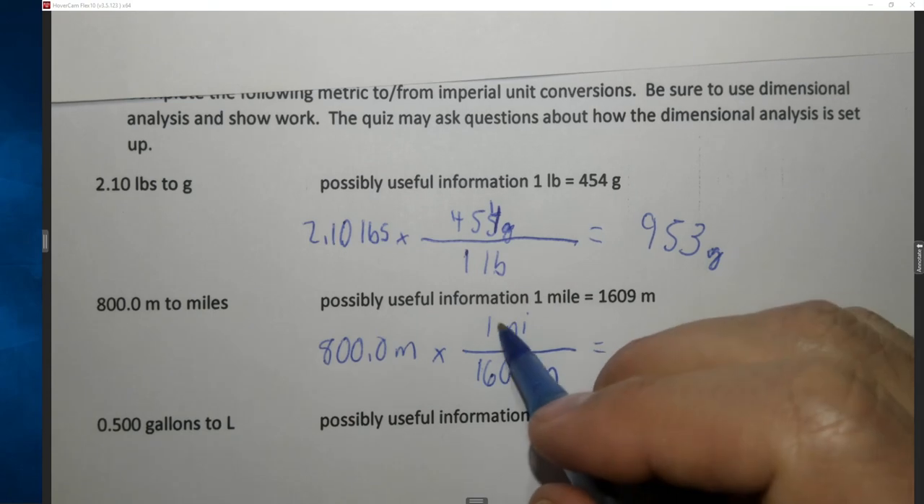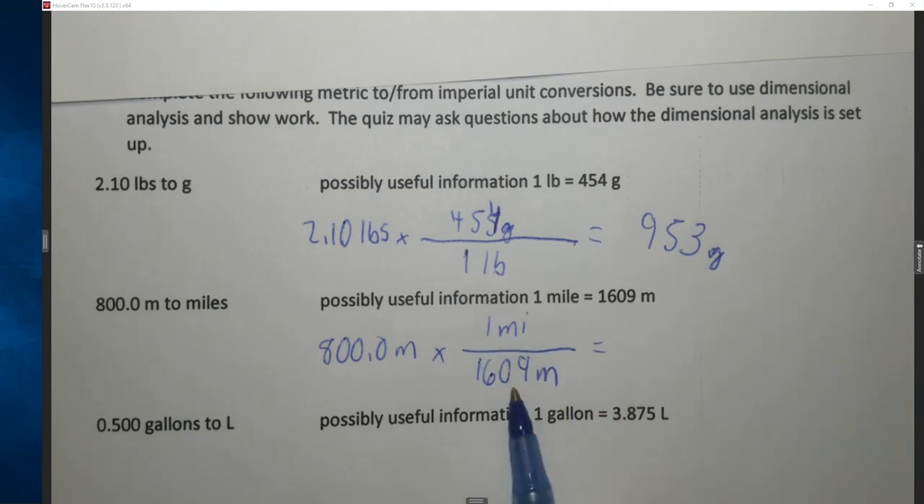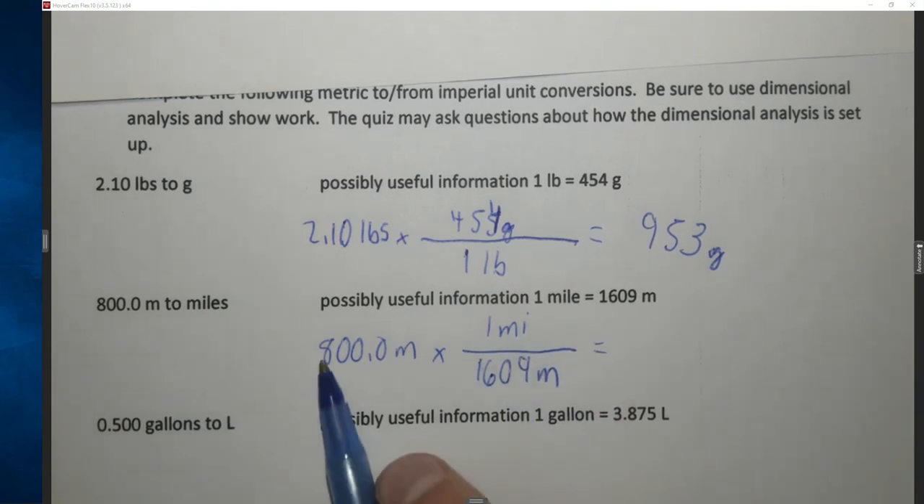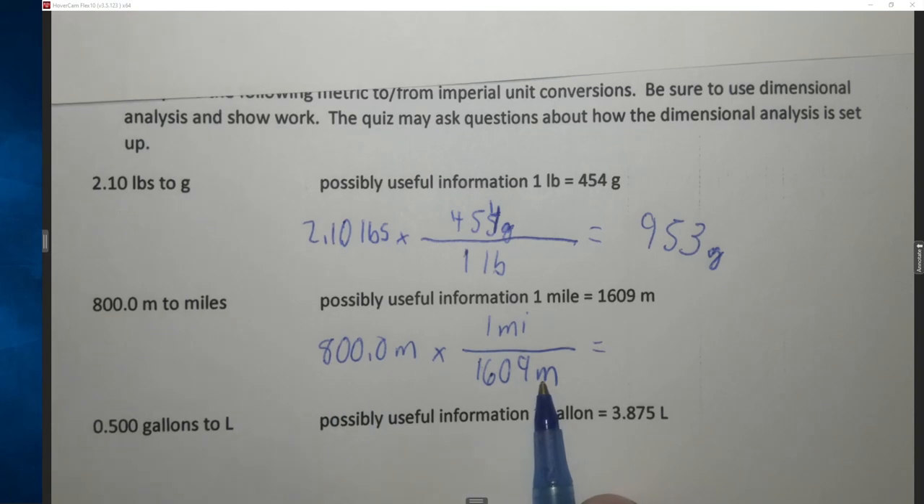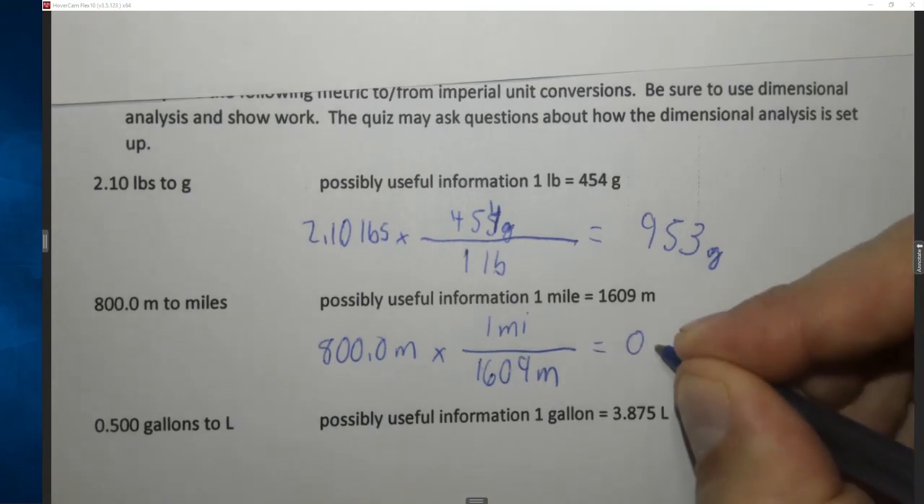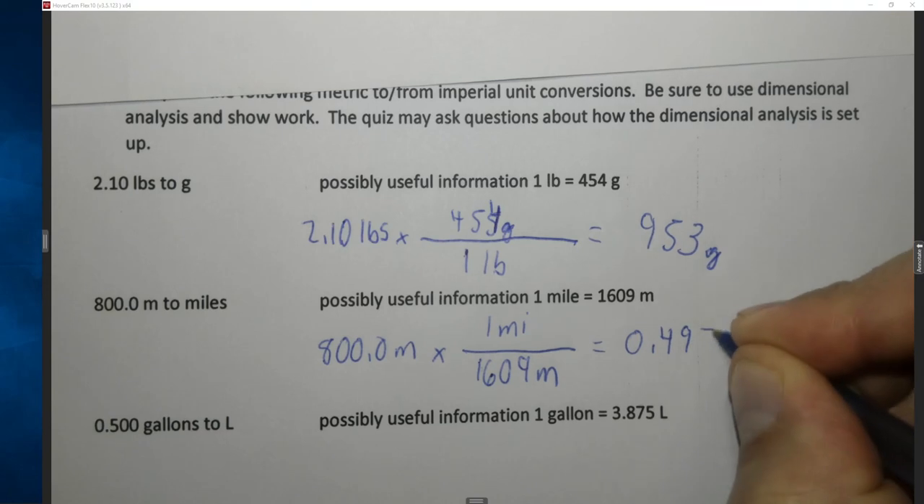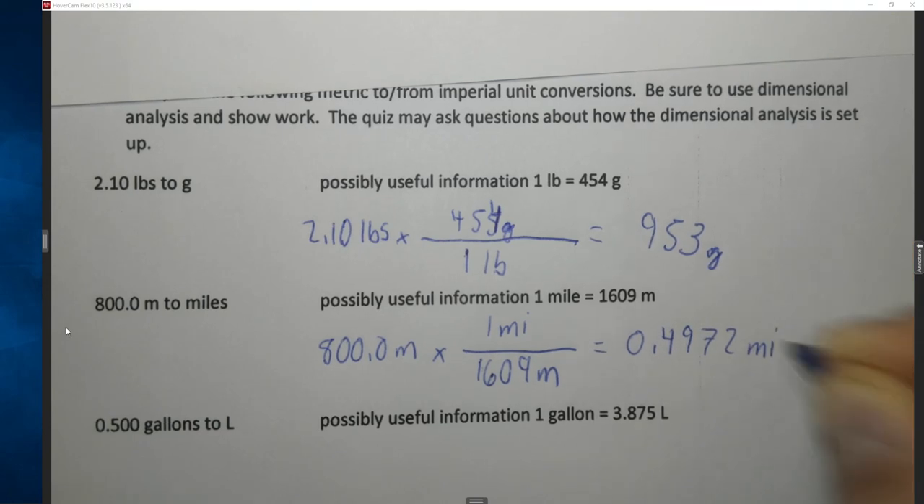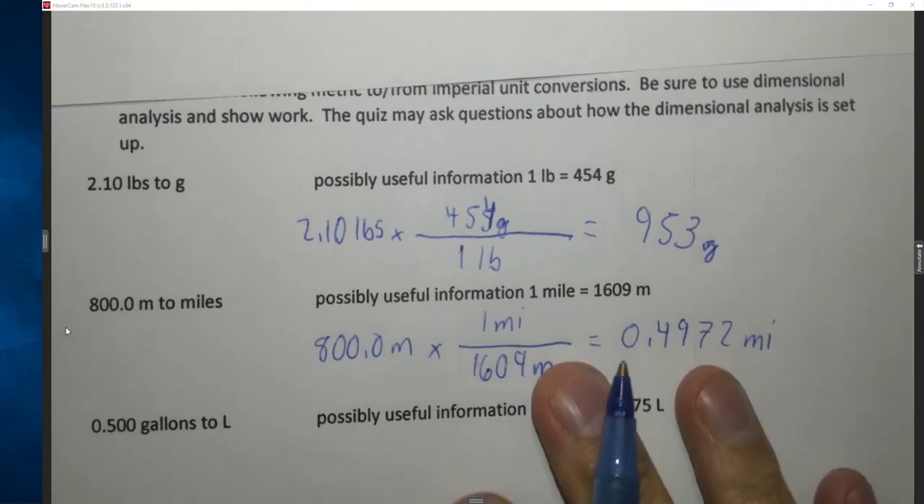Multiply by the top, which is just 1, so you don't need to type that in your calculator. Then divide by the bottom, which is 1609, so it's 800 divided by 1609, which is 0.4972 miles, approximately half of a mile.